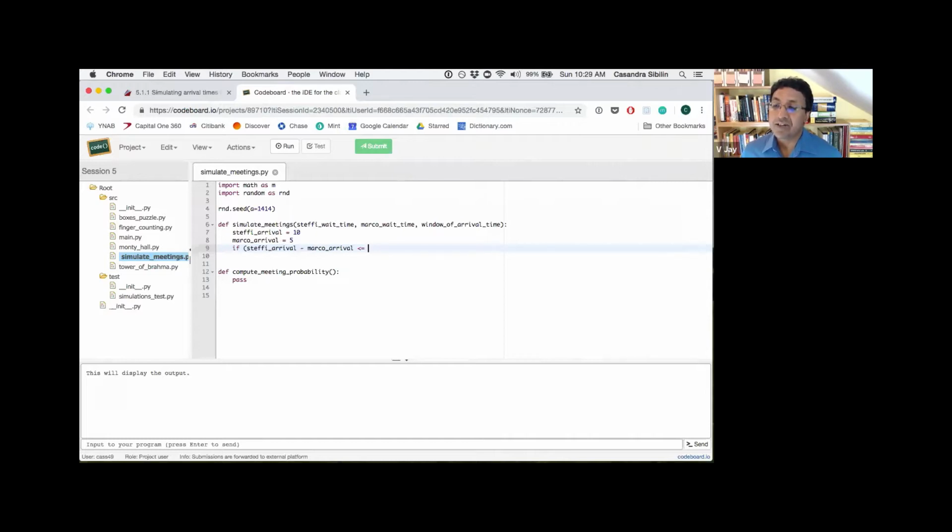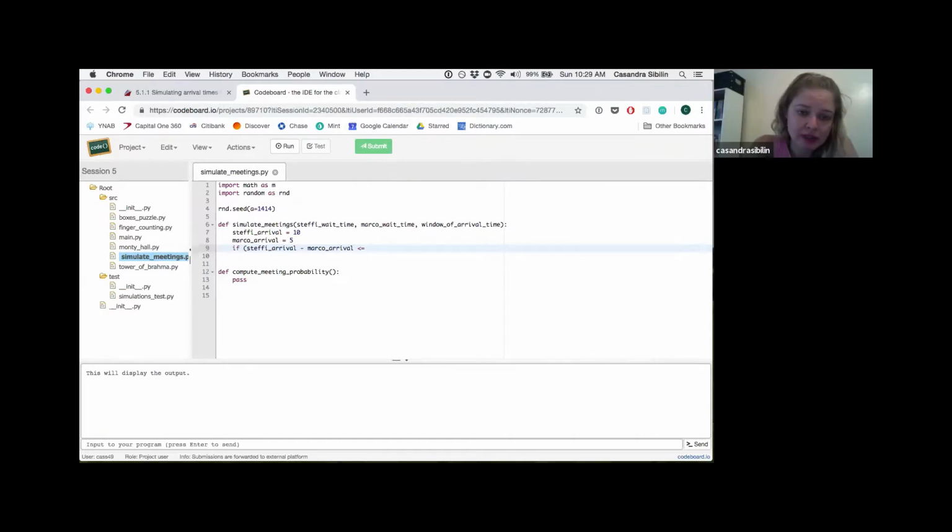In this example, both Steffi and Marco will wait for 5 minutes, but you have a parameter called Steffi wait time and Marco wait time. So it could have been 7 and 5. Whose wait time is to be used here? Steffi wait time says how long Steffi will wait for Marco. Marco wait time says how long Marco will wait for Steffi. Who's waiting for whom?